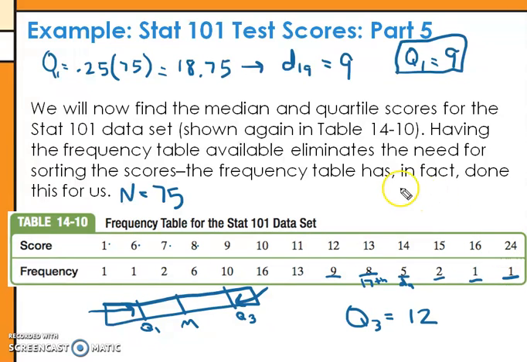And then similar idea about the median. I think there's 75 numbers. The middle is 37.5. So I just have to count across here how many that gets me to.